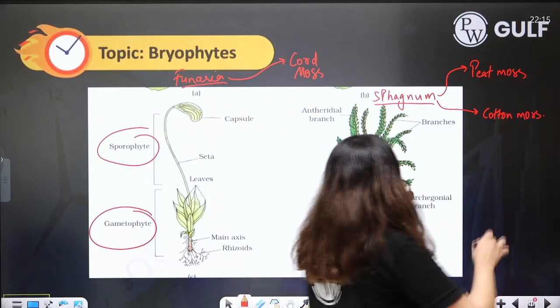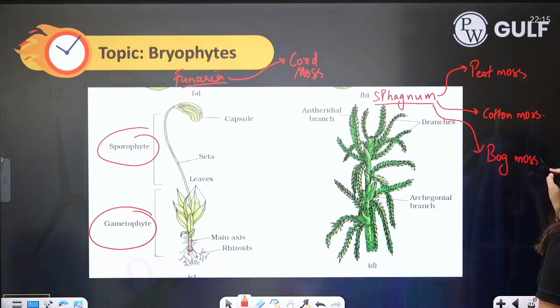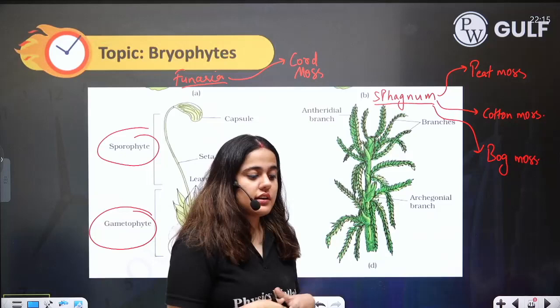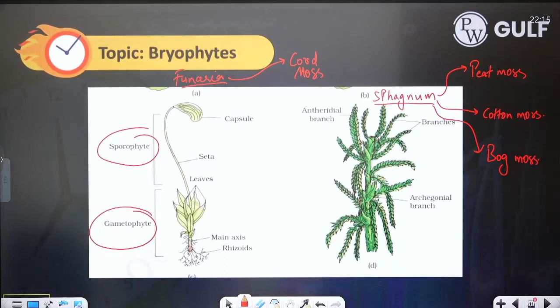They generally grow in a bog area. Bog means a marshy acidic condition, where the water content is high in the soil and the condition is also acidic. So acidic marshy areas are known as bog. That's why they are also known as bog moss.